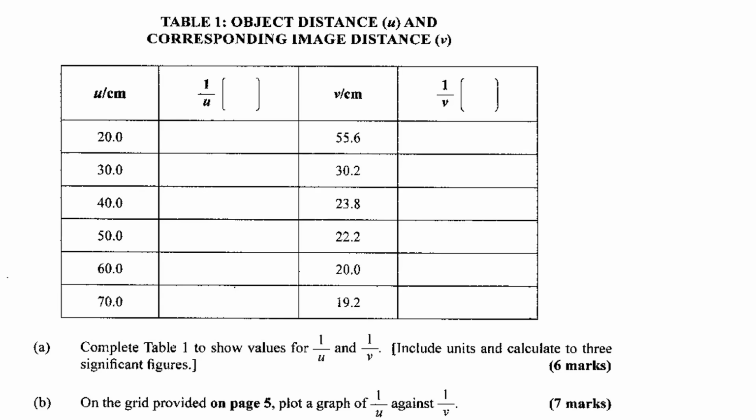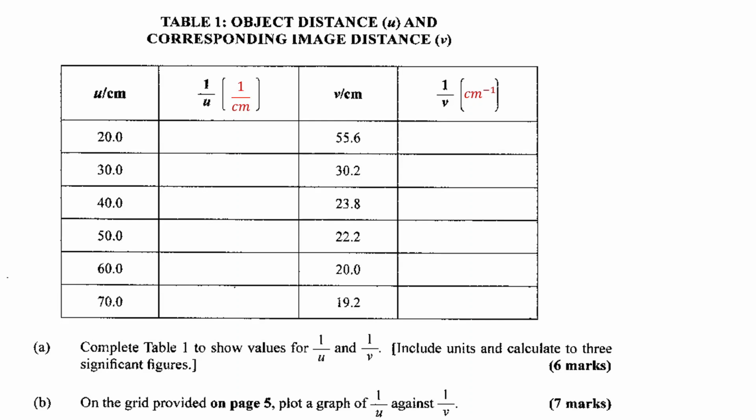Then after that, on the grid provided on page 5 in the booklet that you will be provided, you're to plot a graph of 1 over u against 1 over v for 7 marks. If u, the object distance, is measured in centimeters, then 1 over u would be measured in 1 over centimeters. You could also alternatively have written that as centimeters to the negative 1 power.